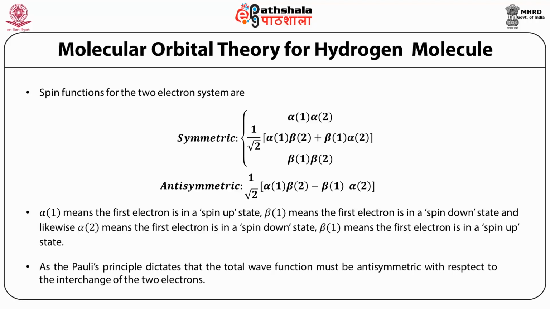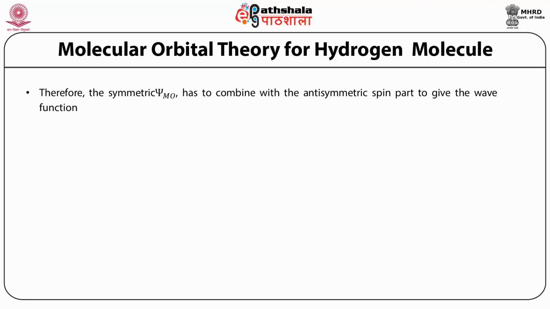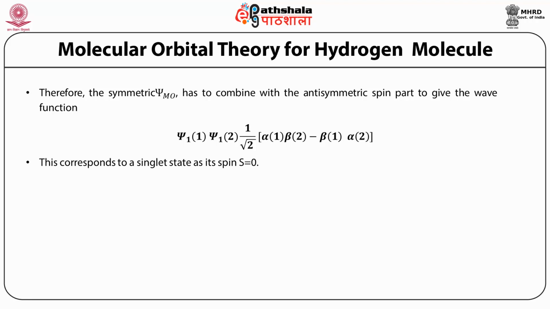So as the Pauli principle dictates that the total wave function must be antisymmetric with respect to the interchange of the two electrons, therefore, the symmetric psi MO has to combine with the antisymmetric spin part to give the wave function psi1(1) psi1(2) 1 upon root 2 alpha 1 beta 2 minus beta 1 alpha 2. This corresponds to a singlet state as its spin S is equal to 0.